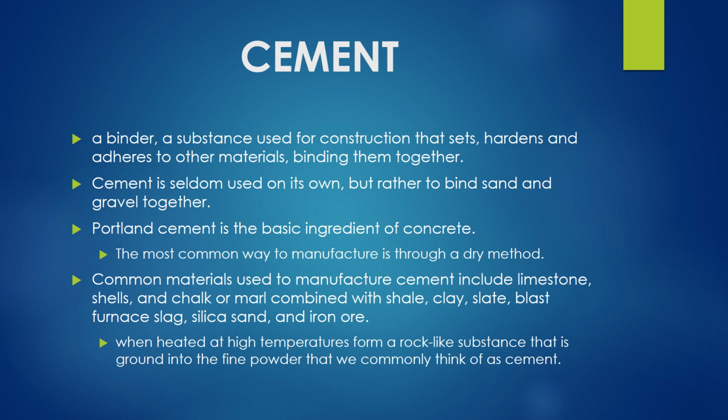Common materials used to manufacture cement include limestone, shells, and chalk, or marl combined with shale, clay, slate, blast furnace slag, silica sand, and iron ore. And when heated at high temperature, it forms a rock-like substance that is ground into a fine powder that we commonly think of as cement.